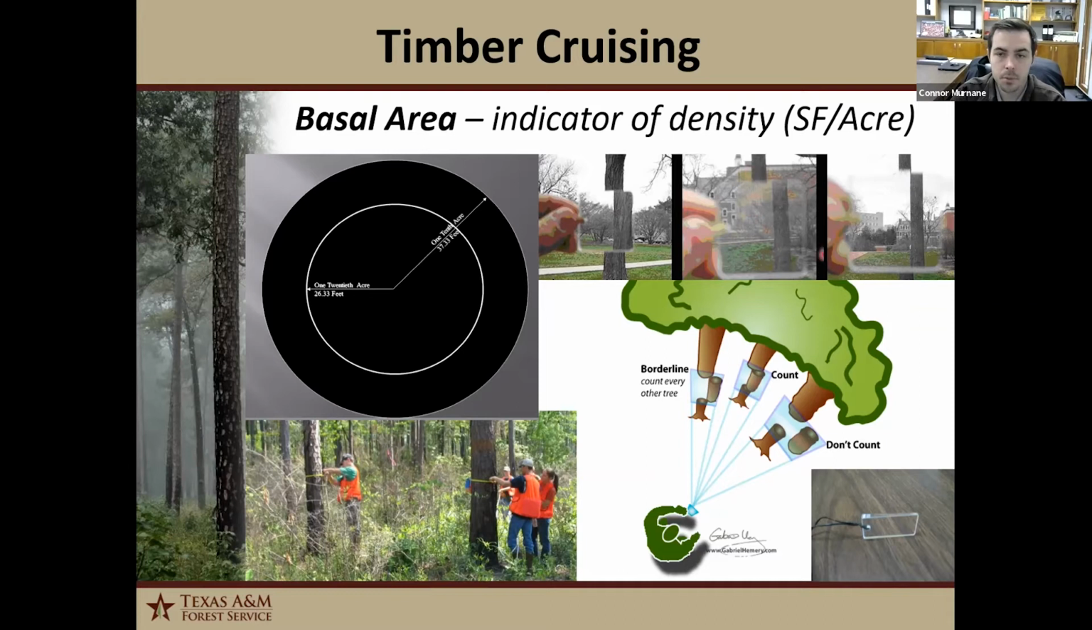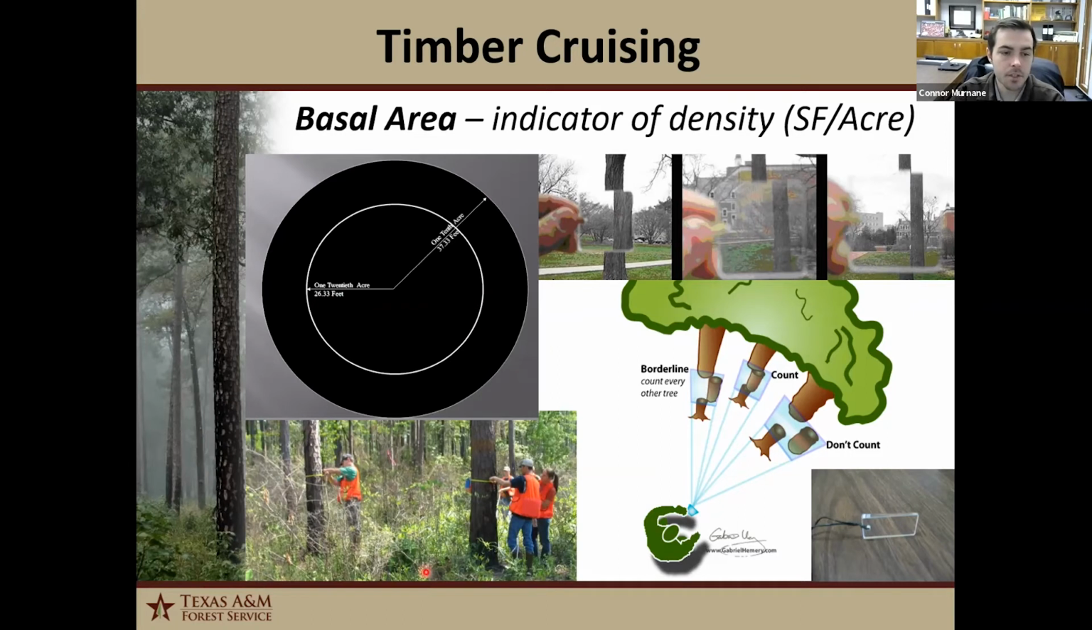And then sometimes you will get borderline trees that fall just along this line here. And when you get that point, you'll have to walk out to it, make sure that the center of the tree is within your defined plot radius. And then if it is, you count typically every other tree. So I'll count this one, the next one I won't count, etc., etc.